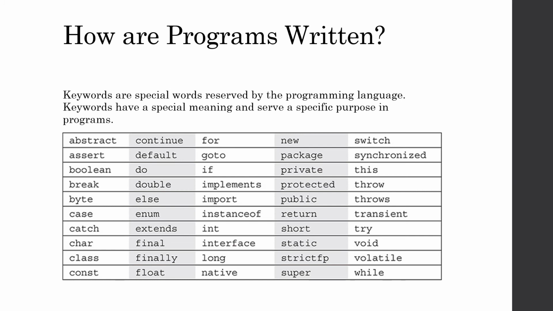So then we get into keywords. This is going to be something that's a bit more unique to programming. Keywords are special words that are reserved by the programming language. They have a special meaning and they serve a specific purpose in your programs. To give you a quick list of all of the keywords that Java includes, we've got this little table right here.